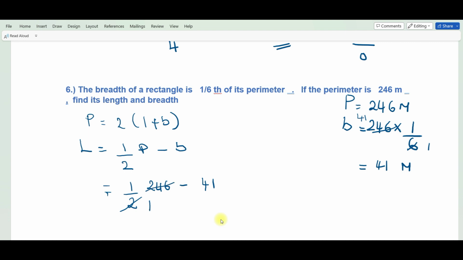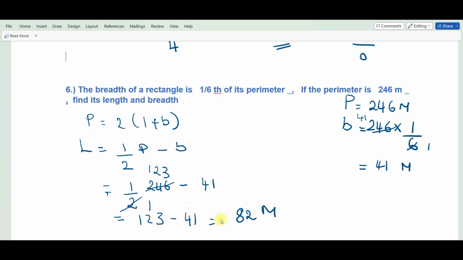1 time of 2, 1 time of 2, 2 times of 2, and 3 times of 2. I have 123 minus 41. Doing so, I would be getting 82. Now we have not converted any of it to centimeters or anything, so the unit will be as it is. So that is 82 meters.